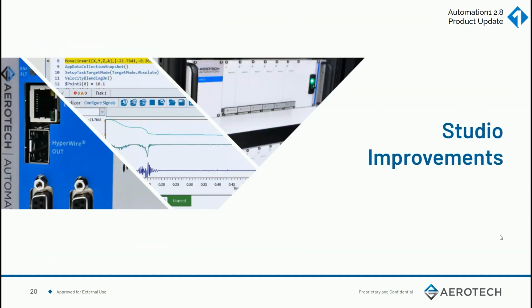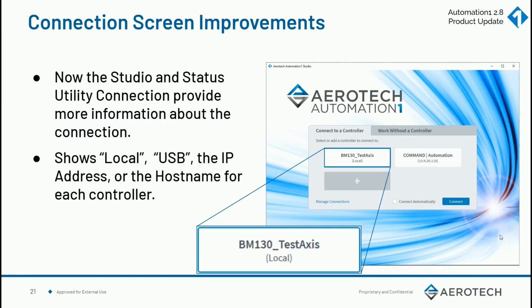Moving on to Studio improvements. The first one that you will notice, hopefully, is the connection screen improvements. Now the Studio and Status Utility connection screens provide more information about the connection. In the parentheses, they'll show up as local, USB, or the IP address, or the host name for each controller will show up.